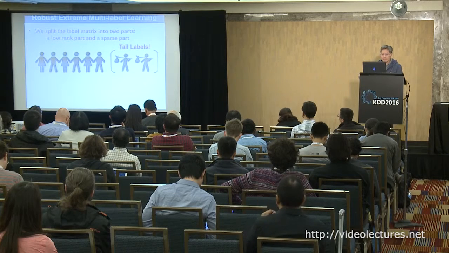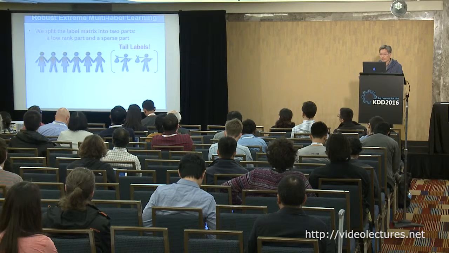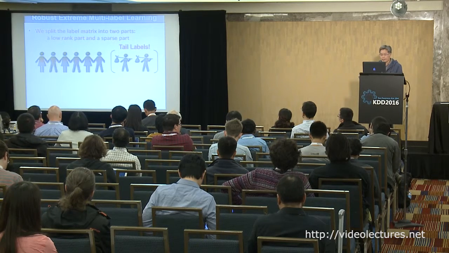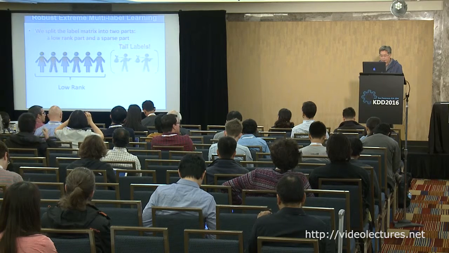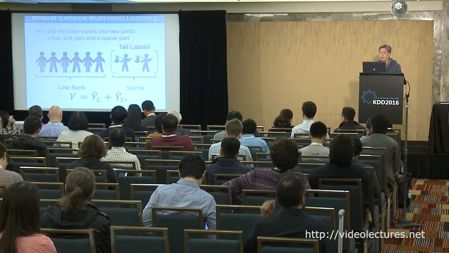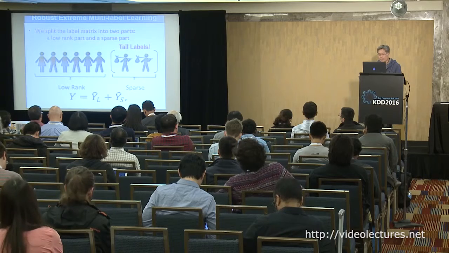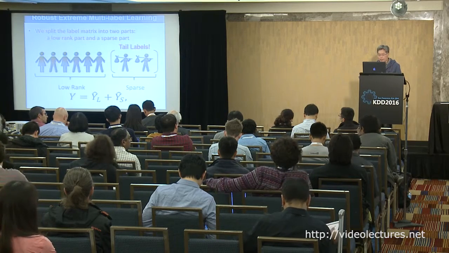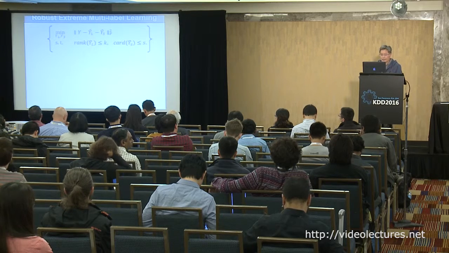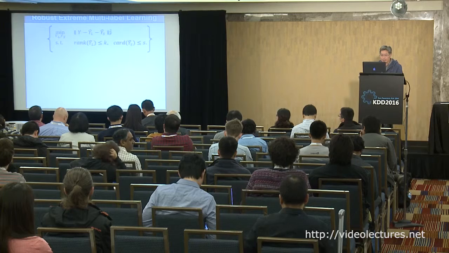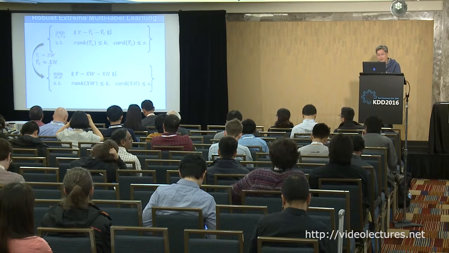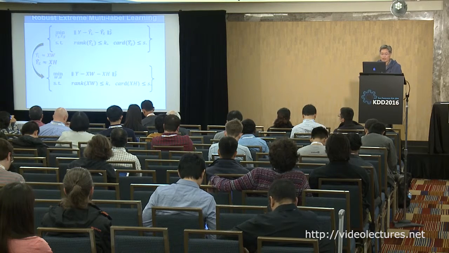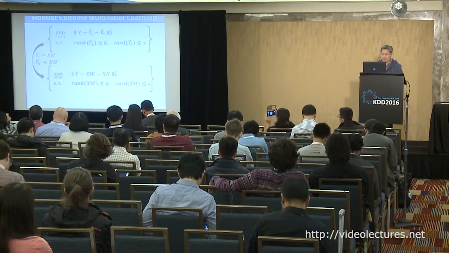To solve the problem, we propose a robust extreme multi-label learning. We split the label matrix into 2 parts, a low-rank part and a sparse part. Y is the label matrix, YL is the predicted label matrix, and YS is the predicted tail label matrix. Here's the objective. To minimize this objective, we use XW to approximate YL and XH to approximate YS. So we get this transformed objective.